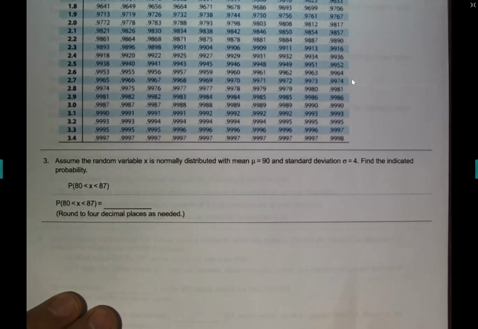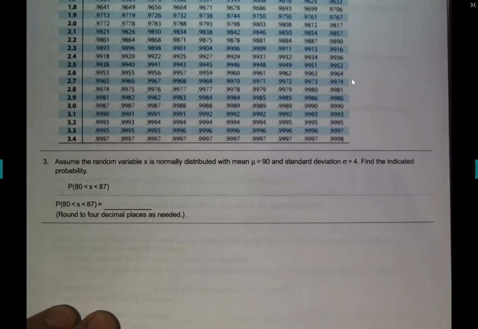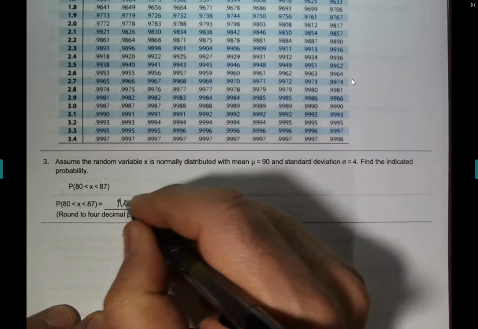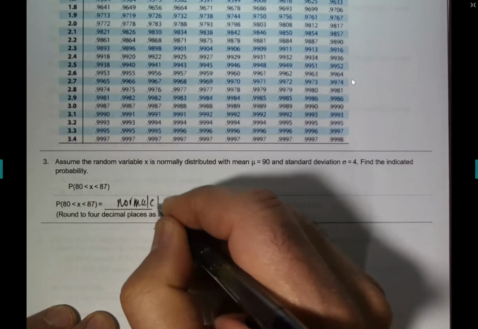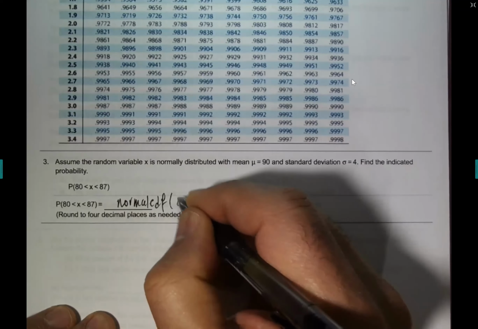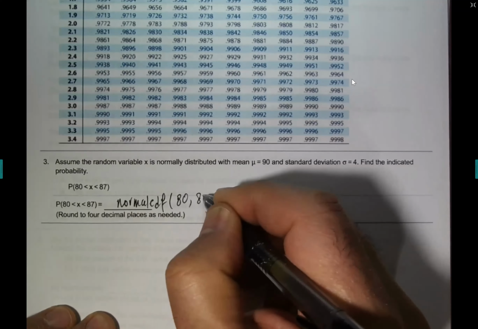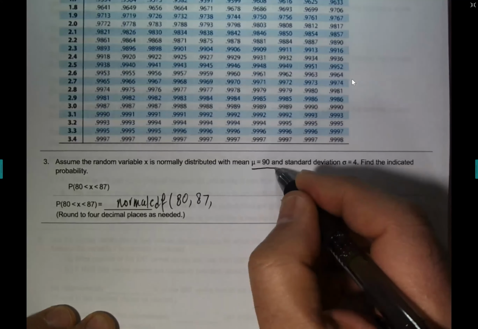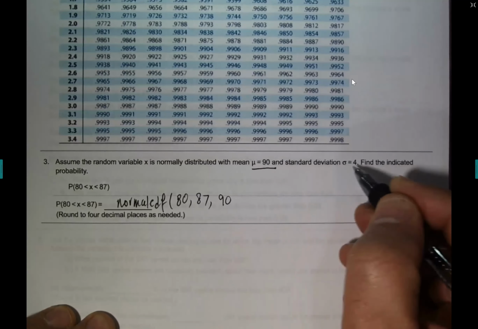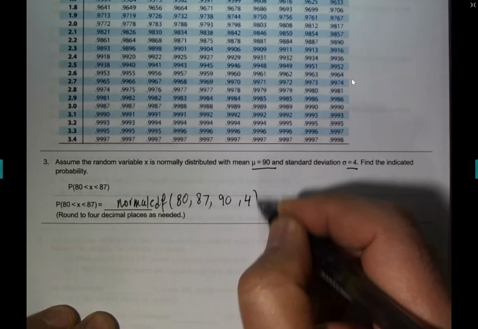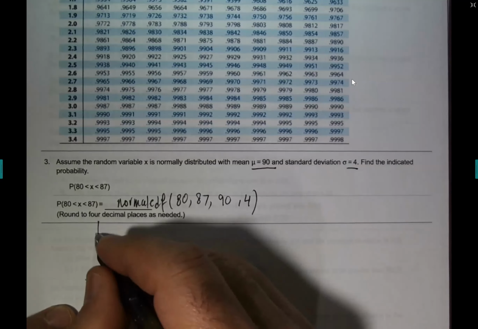Assume the random variable x is normally distributed with a mean of 90 and a standard deviation of 4. What's the probability of x between 80 and 87? You see, these are the problems in your homework online. We've done them already. So this is going to be normal CDF. 80 is the lower bound. 87 is the upper bound. And then the mean is 90. And the standard deviation, guys, is 4. And then you just round to 4 decimal places.